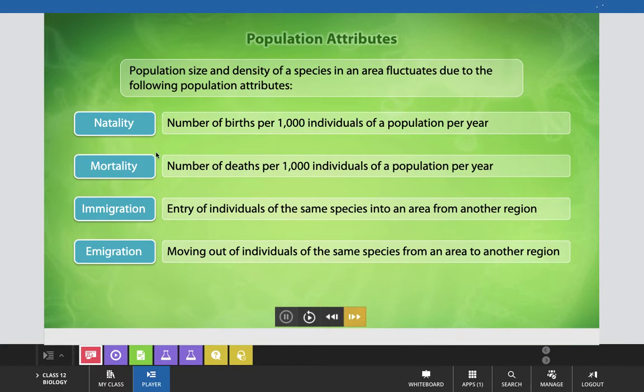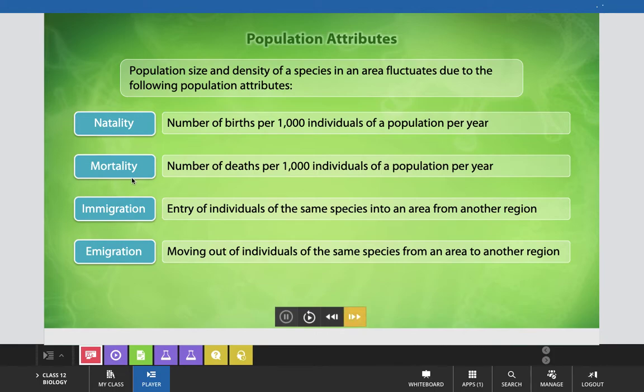Here are the other attributes of the population. Population size and density of a species in an area fluctuate due to the following population attributes. These are the basic processes or attributes which can determine the population size or population density of a species in an area. The first of these attributes is natality, meaning the number of births per thousand individuals of a population per year, which is known as natality.